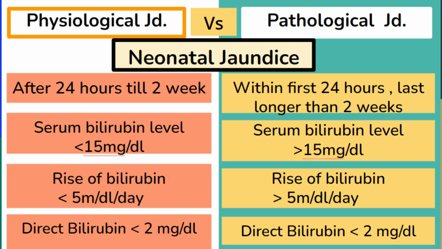On the contrary, pathological jaundice appears within 24 hours of life. The rise of bilirubin is more than 5 mg per deciliter per day. Total serum bilirubin level is more than 15 mg per deciliter. There is a persistence of jaundice after 2 weeks of life, abnormal color of urine and stool, and the level of direct bilirubin is more than 2 mg per deciliter.